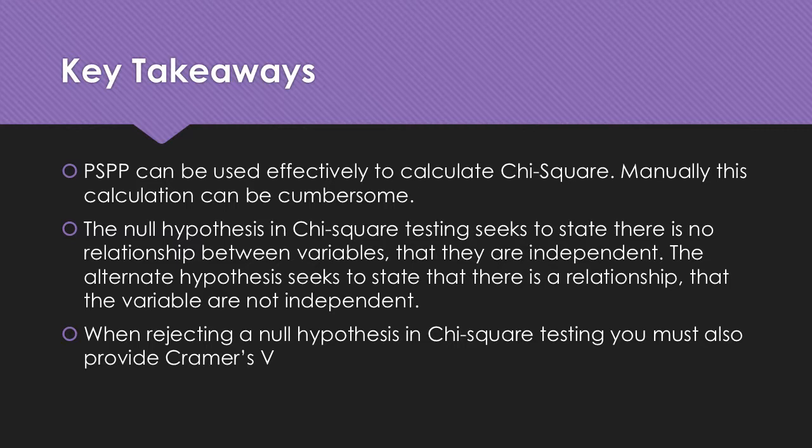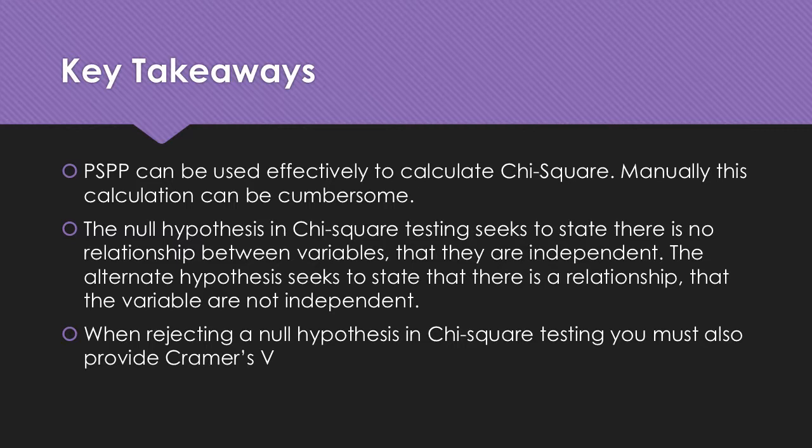Here are a few key takeaways from this presentation. PSPP can be used effectively to calculate chi-square. Calculating manually is possible, however, this calculation can be cumbersome depending on the amount of rows and columns that you're doing in terms of variable calculations. The null hypothesis in chi-square testing seeks to state that there is no relationship between variables, that they are independent. The alternate hypothesis seeks to state that there is a relationship and that the variables are not independent.